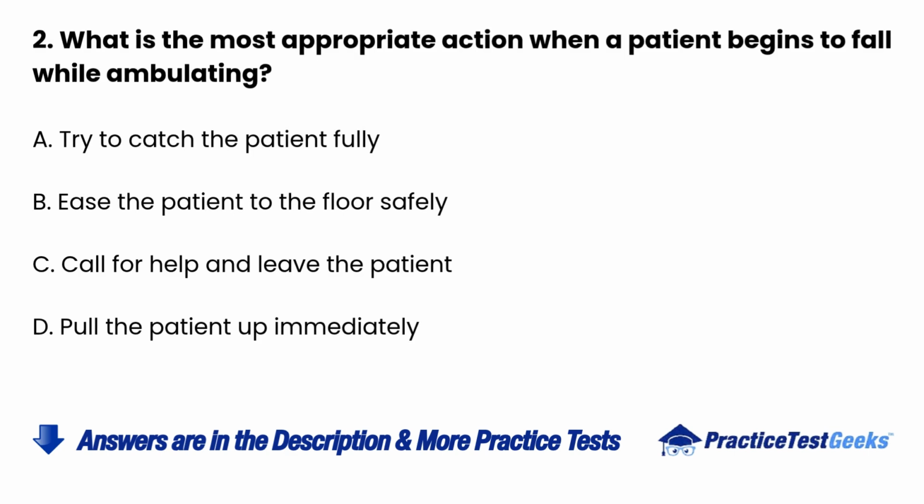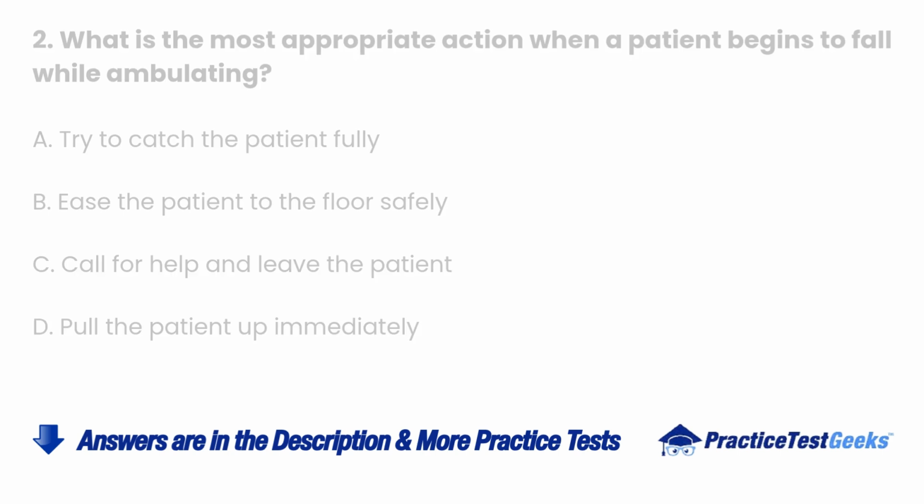2. What is the most appropriate action when a patient begins to fall while ambulating? A. Try to catch the patient fully. B. Ease the patient to the floor safely. C. Call for help and leave the patient. D. Pull the patient up immediately.